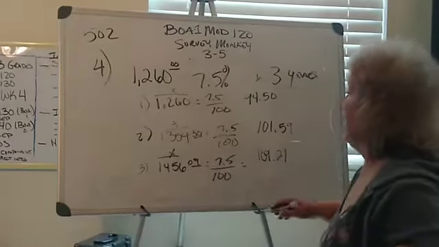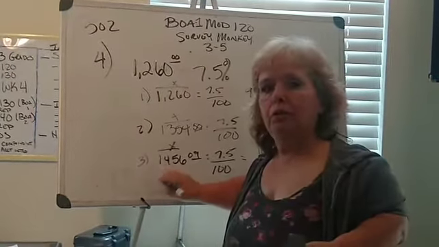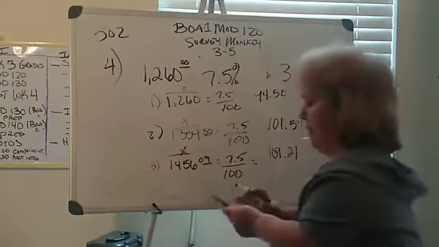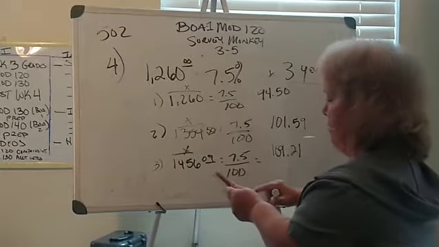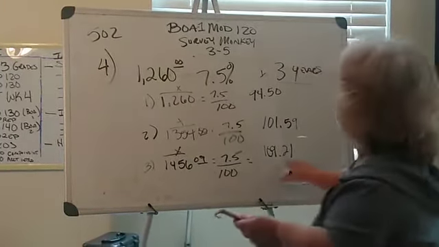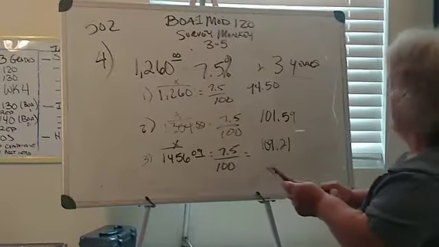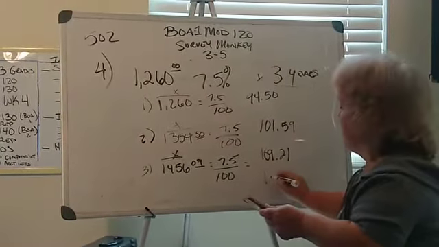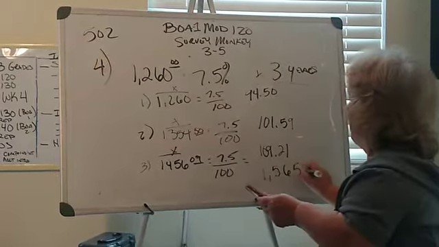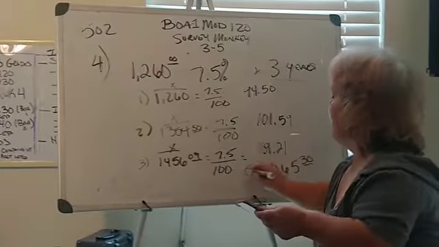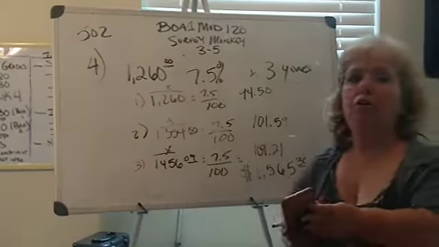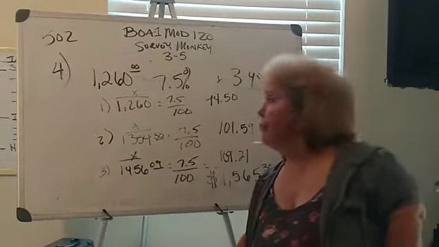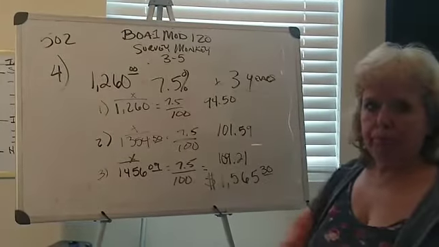Now I have to add the interest to the cumulative balance. So 1,456.09 plus 109.27 equals, and we get a total of $1,565.36, which is what their balance is going to be at the end of 3 years with compound interest. So that is the answer to number 4.